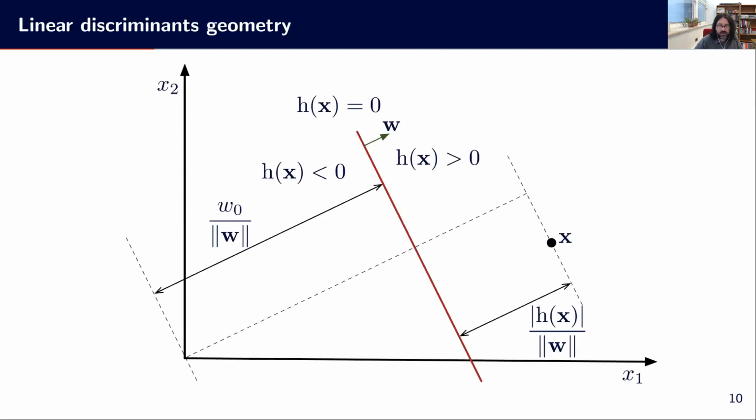So getting back to that, just remember that the absolute value of H of x divided by the norm of W corresponds to the minimum distance from x to the hyperplane.